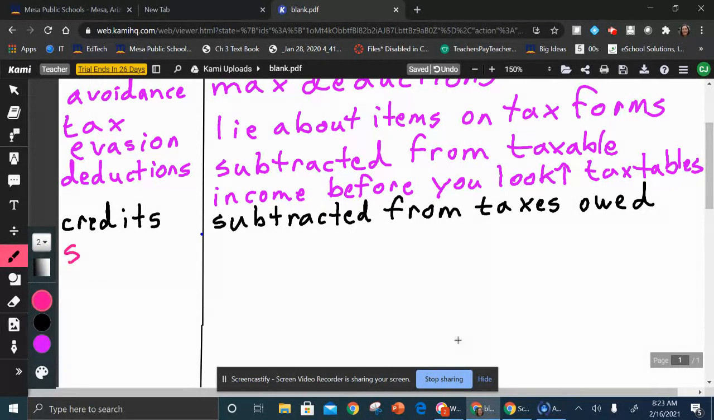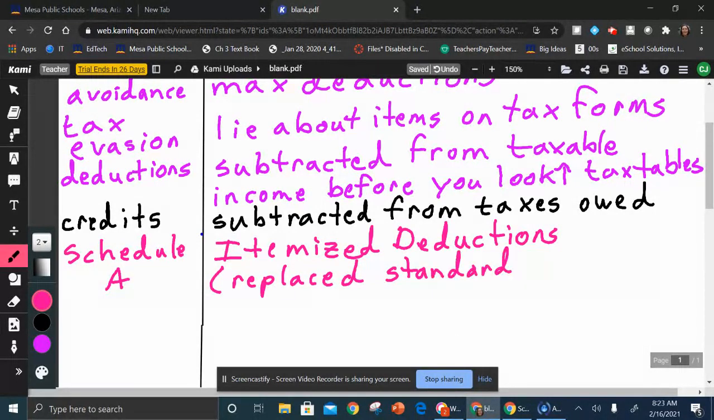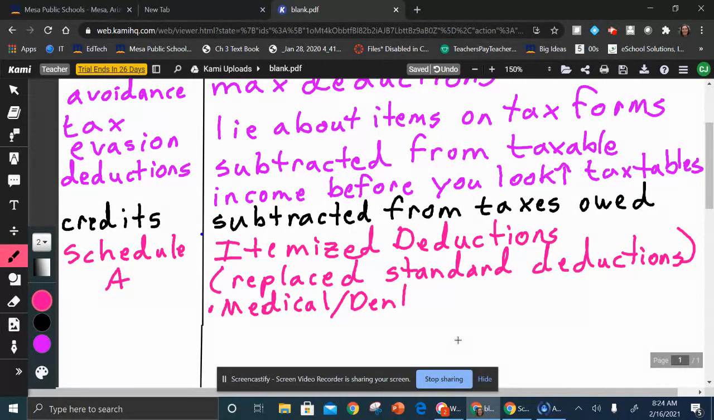So the one I was talking about, everybody, was a Schedule A. Is where we do itemized deductions. Okay. To replace any standard deductions. Okay. So examples would be that. So like for medical and dental expenses, including braces, job expenses. So like if you drive for Uber, you can deduct the miles that you're driving. Okay, so a certain percentage you can deduct for that per mile.